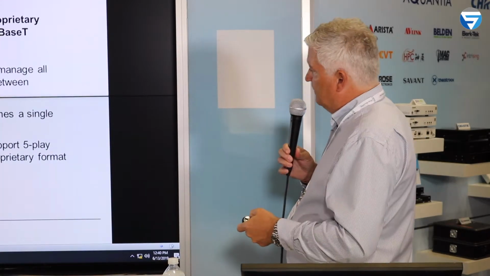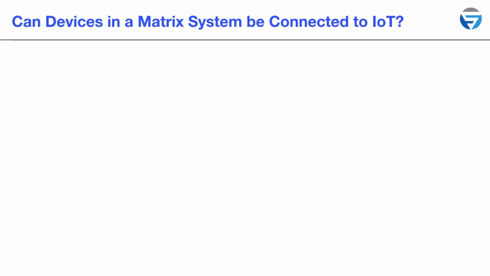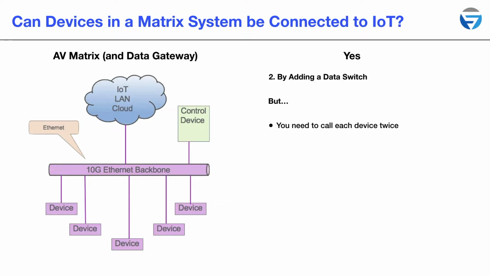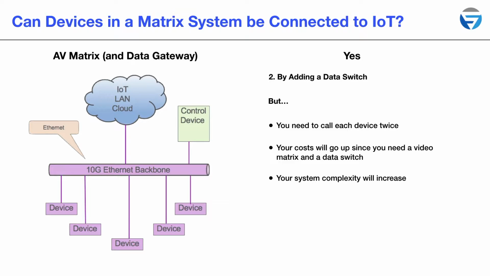Another way of doing it is you can add a data switch to your system design. So you can do your video distribution in matrix, and you can overlay an IP switch to pick up the information from those attached devices. But then you have to add a 10 gig Ethernet backbone if you want to transfer video, or 1 gig if it's just for data. So you've got a switch and a matrix in the same system. So your costs go up because you have to have a matrix and a switch, and your system complexity will increase, and you have to run at least 2 cables to each device.